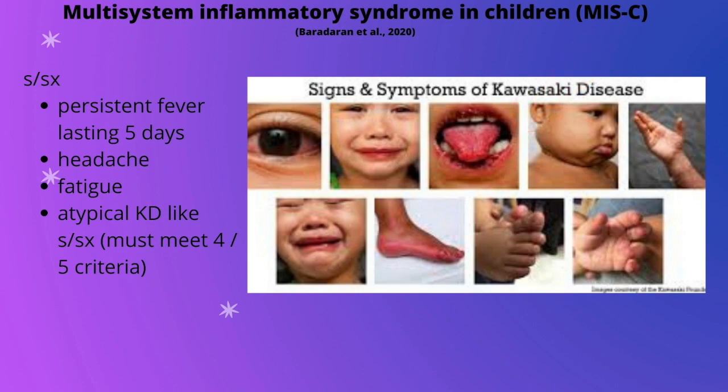The peripheral extremity changes, like redness of the palms or soles, swelling of the hands or feet in the acute phase, and then periungual desquamation in the convalescent phase. They also show polymorphous rash and cervical lymphadenopathy, at least one affected, and they're usually about 1.5 centimeters in diameter.